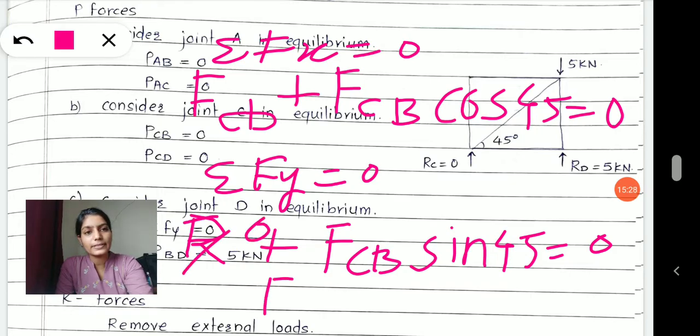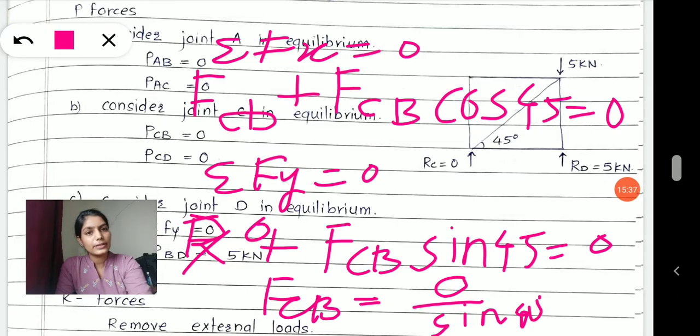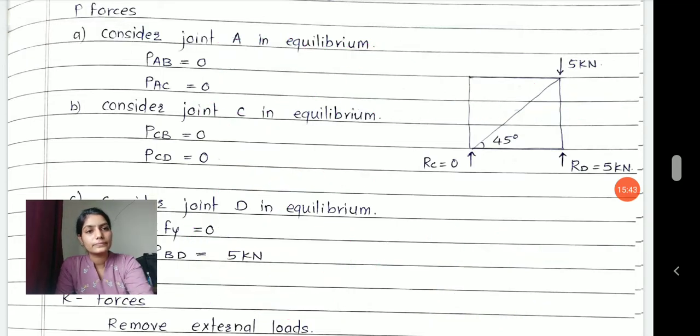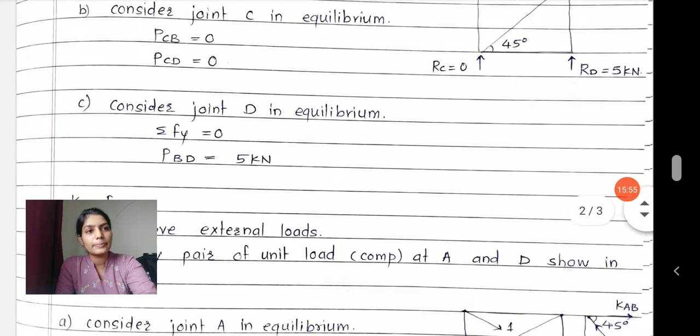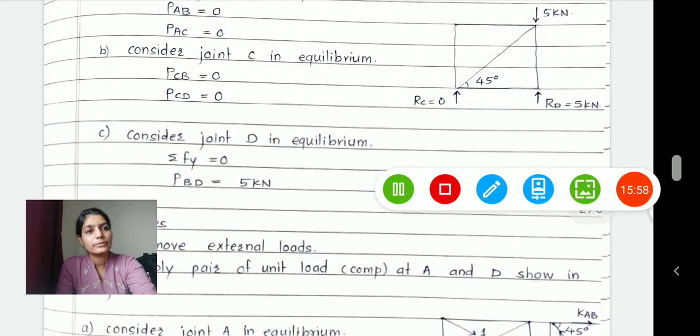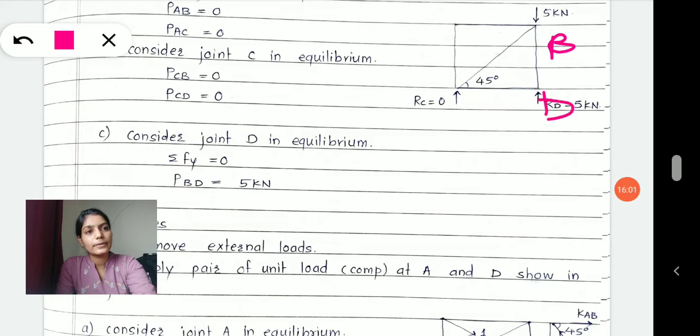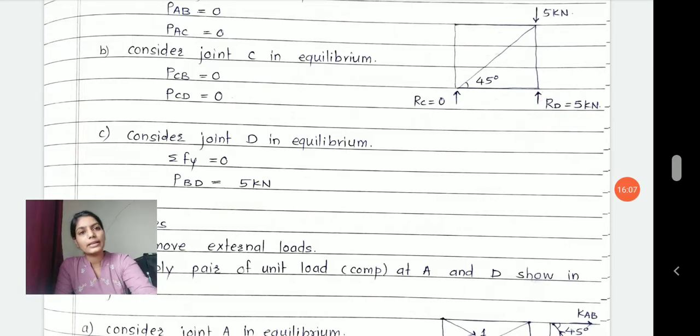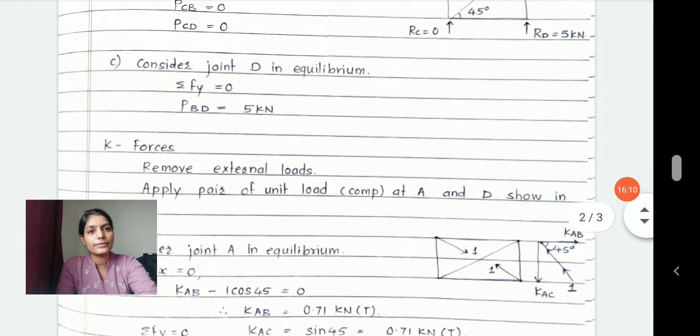So what remains? FCB is equal to 0 divided by sine 45. Zero divided by anything is 0. So finally the answer becomes 0. Therefore forces in this member, this member, this member and this member, everything is 0. What member remains next is FBD. FBD will be 5 kilonewton. Take the summation Fy, you will get FBD equal to 5 kilonewton.